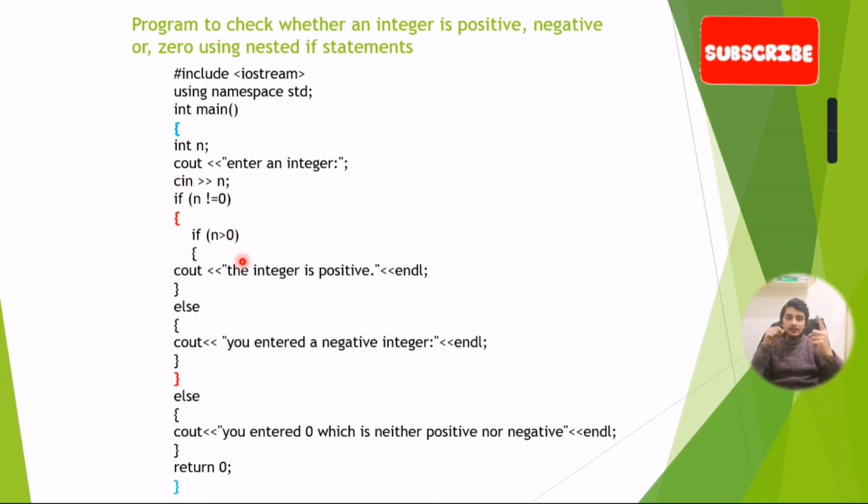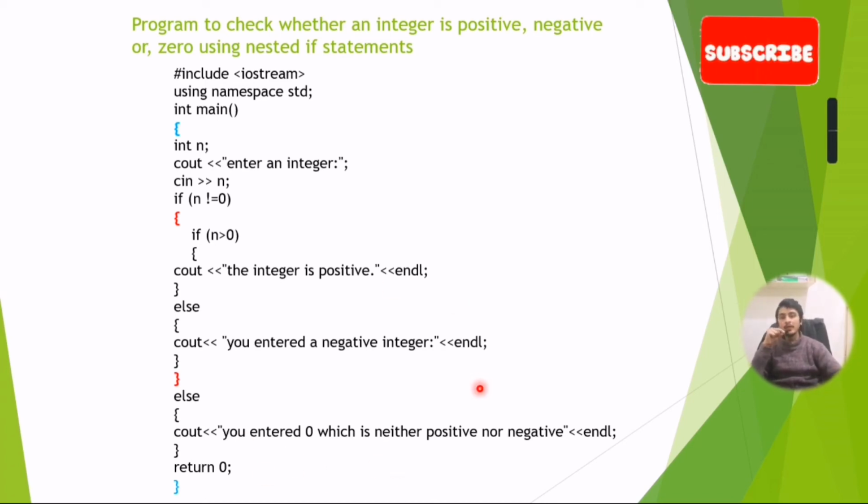If n greater than 0, it will print the integer is positive, else you entered a negative integer. There is no other possibility, or else you entered 0, which is neither positive nor negative. In this way you can use the nested if statement, an if inside the if. If you can divide the if condition into two parts, you can use the if statement or if else statement here. So this is called the nested if statement.